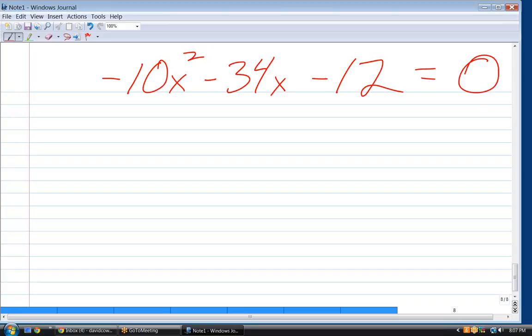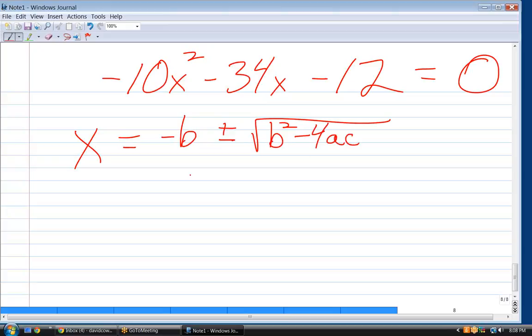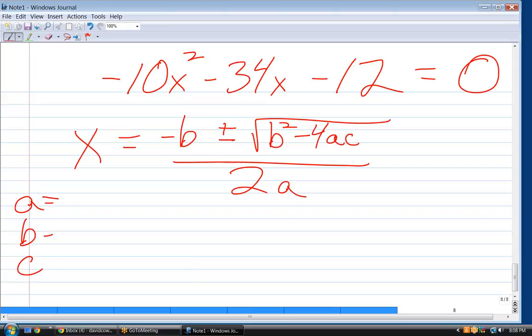I want to solve it by factoring. Well, I can't factor, but I know the quadratic formula tells me that the solution x is equal to minus b plus or minus the square root of b squared minus 4ac all over 2a. What's a, what's b, and what's c? A is your first term, B is your second term, and then C is your third term.